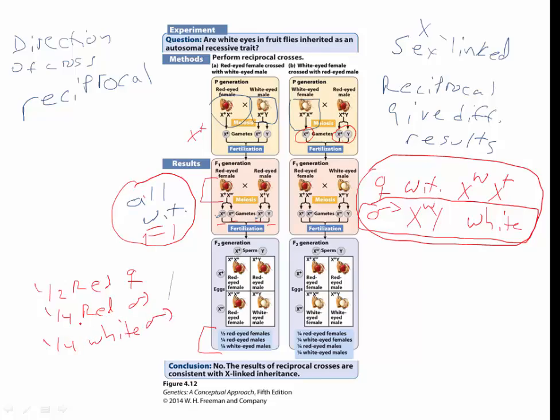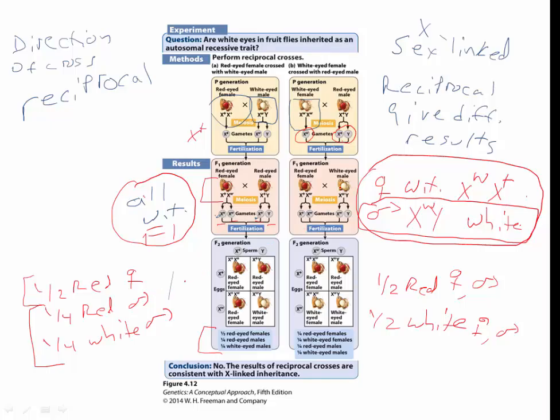So that tells us that there's a difference between the males and the females. So the males, half of them are red and half of them are white. The females, all of the females are red. Over here, there's no difference between males and females. 1/2 of all the flies are red, and 1/2 of all the flies are white, and it doesn't matter if they're male or female. But in this cross on the right, we saw the difference up here. In the cross on the left, we saw that we didn't see the difference till the F2.